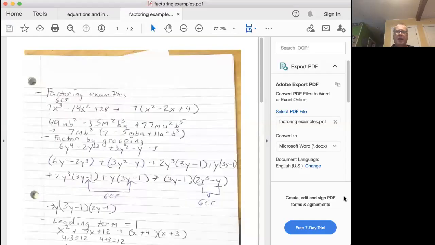Hopefully I have that one up. And let's see. Here we go. Now this is in my own handwriting, so if you can't read something, just give me a holler. I'll help you out with it.